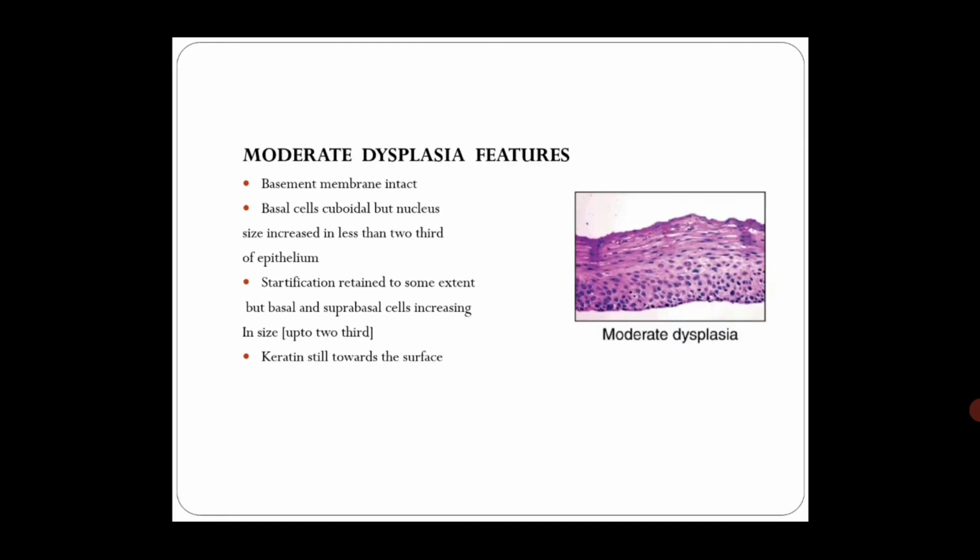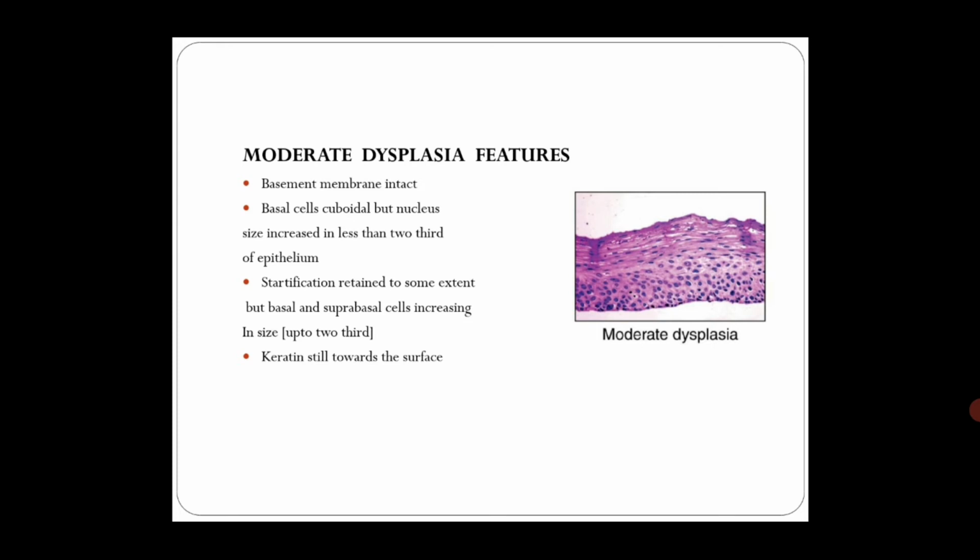Now coming to moderate dysplastic features, you will be able to see that the basement membrane will be intact again. Then the basal cells will be cuboidal, but nucleus size will be increased in less than 2/3 of the epithelium. And then the stratification will be retained to some extent, but basal and suprabasilar cells will be increasing in size.